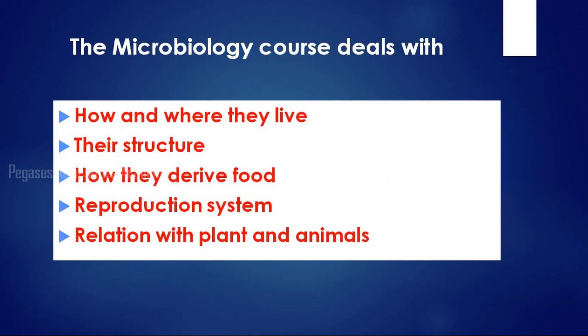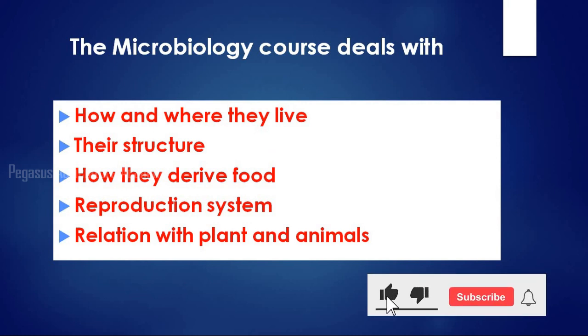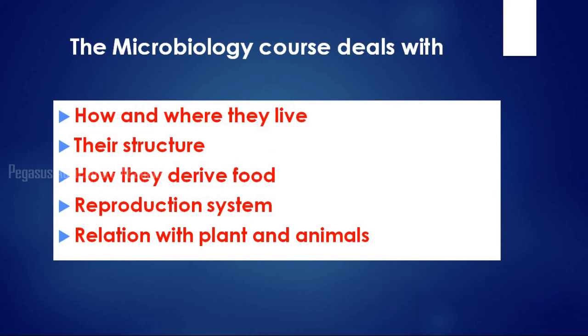Next, the subject microbiology deals with how the organisms live and where they live. It deals with the environment in which the organisms are present, the structure of these organisms, the functions performed by these different structures, how these organisms derive their energy, how they produce their food, how they survive in harsh environments, and then the reproduction system of the cells.